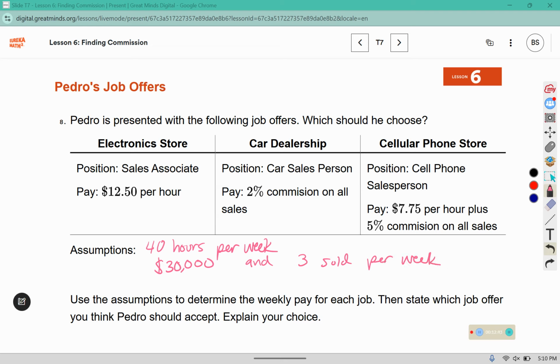Now we also need to think about the average cost of a cell phone. We know that there are cell phones that sell for around $1,000 or more. There are also other brands that are cheaper. So let's say the average cell phone is $600. And they sell 10 per week. We're going to use these assumptions to determine the weekly pay for each job and then determine which job he should accept.